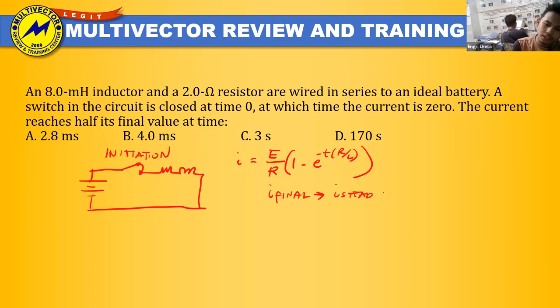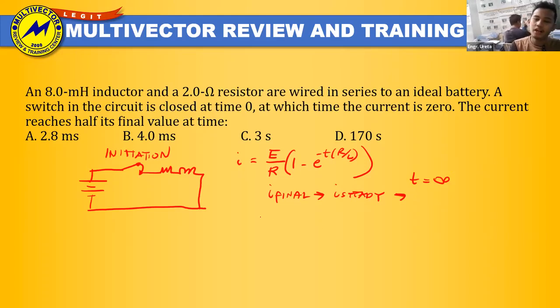Eh sir, kailan ba natin na-reach yung steady state? Okay, ma-reach natin yung steady state at T is equals to, so kapag nakasaksak na ng matagal yung ating transient circuit. So sabihin na natin as T approaching infinity. Okay, so matagal na siya nakasaksak.